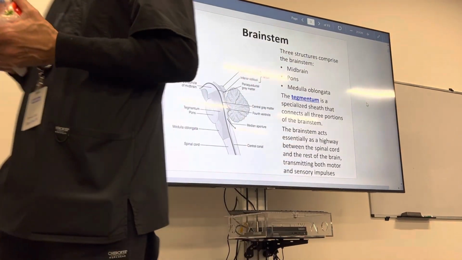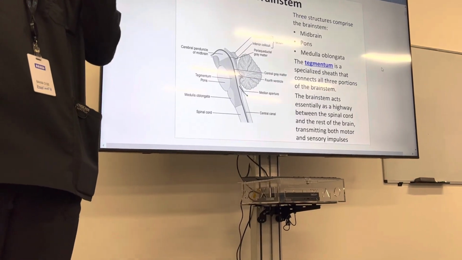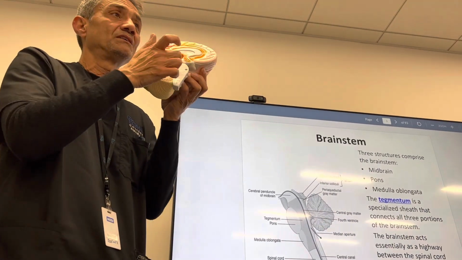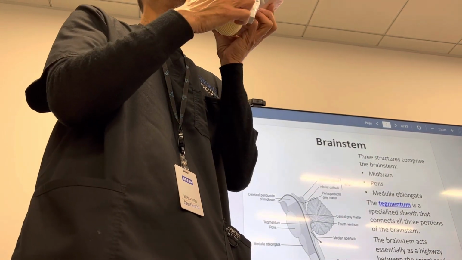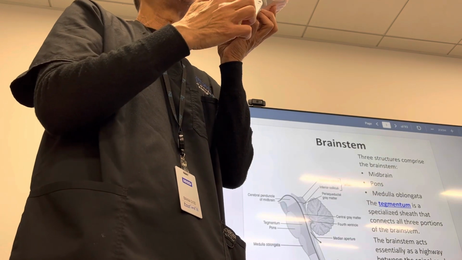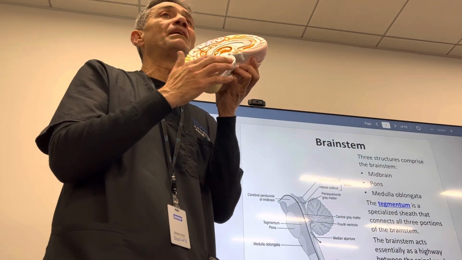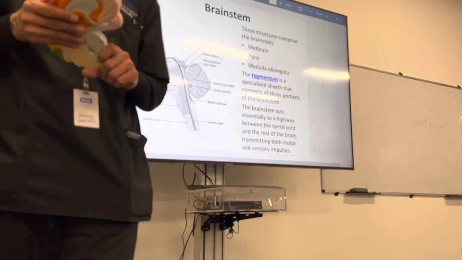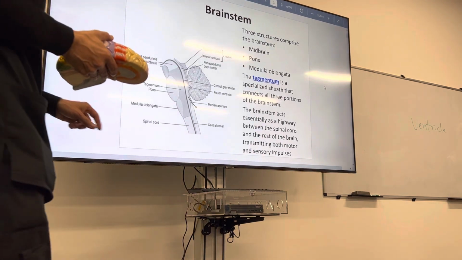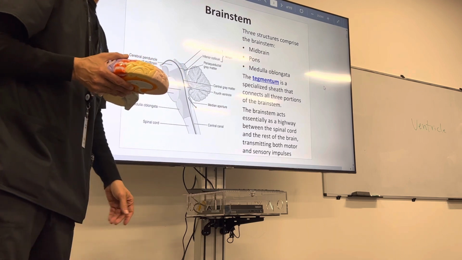So based on that, there are three structures. Your brainstem consists of three structures, starting from the most superior toward the inferior. Number one is midbrain. Number two, pons. Number three, medulla. They are all connected by neuronal tissue. And we call that neuronal tissue tegmentum. So you can see over here how the tegmentum is connecting those three all together.